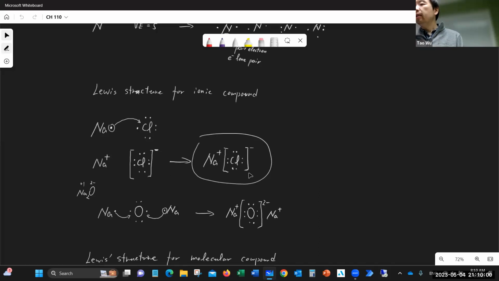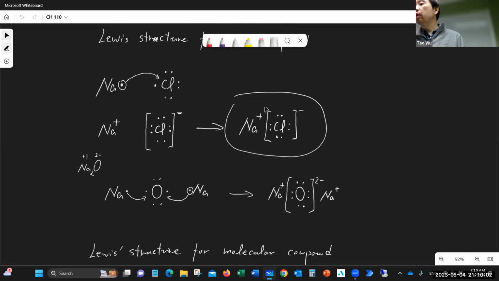So when you draw the Lewis structure for the ionic compound, you need to make sure you show a positive and negative charge there. This just recognizes that we have a positive and negative charge.